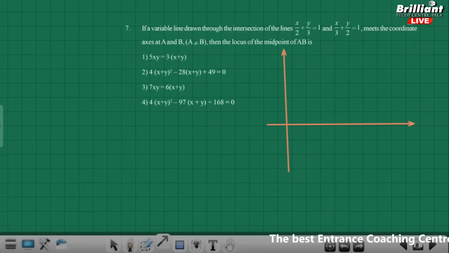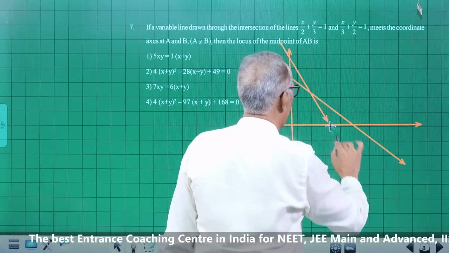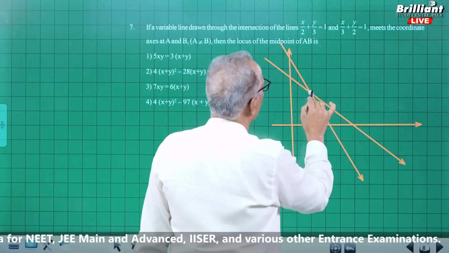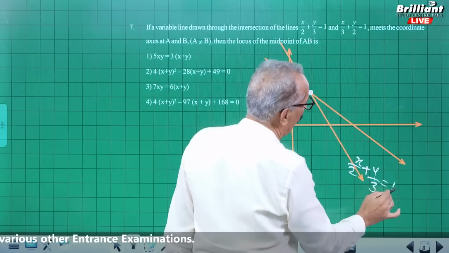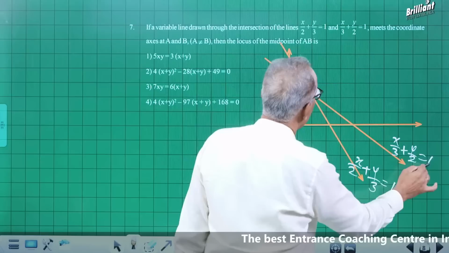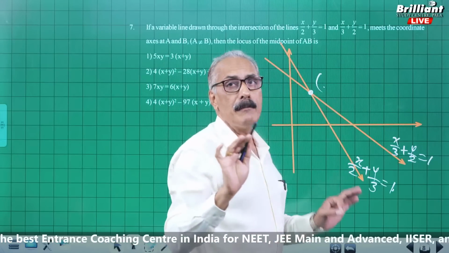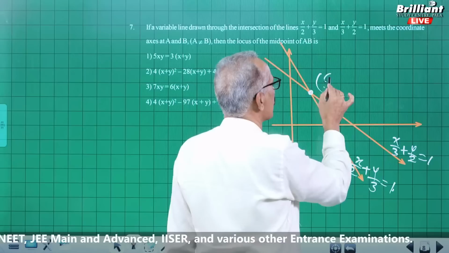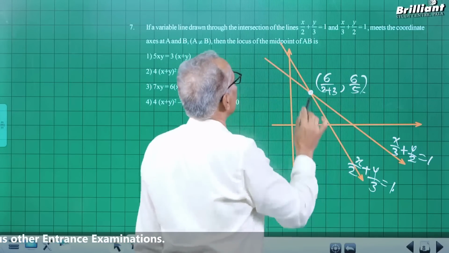Now, there is another line like this. So this is x by 2 plus y by 3 equal to 1, and this is the other way around, x by 3 plus y by 2 equal to 1. Do you know the point of intersection? It's always ab by (a plus b), comma, ab by (a plus b). Remember this. ab means 6 divided by (2 plus 3), comma, 6 divided by 5. That's the point of intersection of these two.